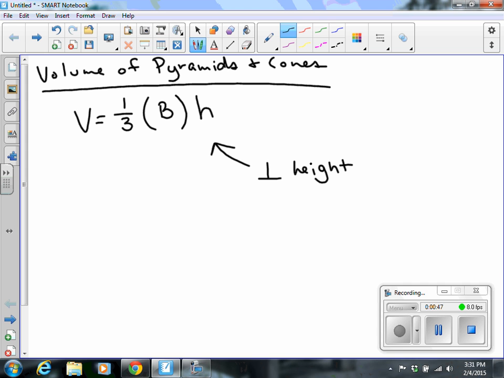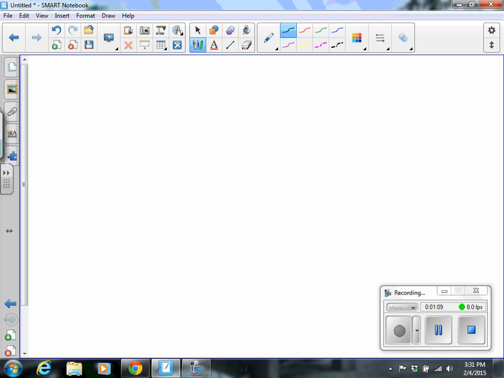Because we also have a fraction of 1/3, your answer, leave it as an improper fraction. So for instance, if I were to have 12/3, I would reduce that down to 4. But if I had 10/3, I'd leave it. I don't want a decimal, okay? So to begin with, let's look at a couple examples with our pyramid.